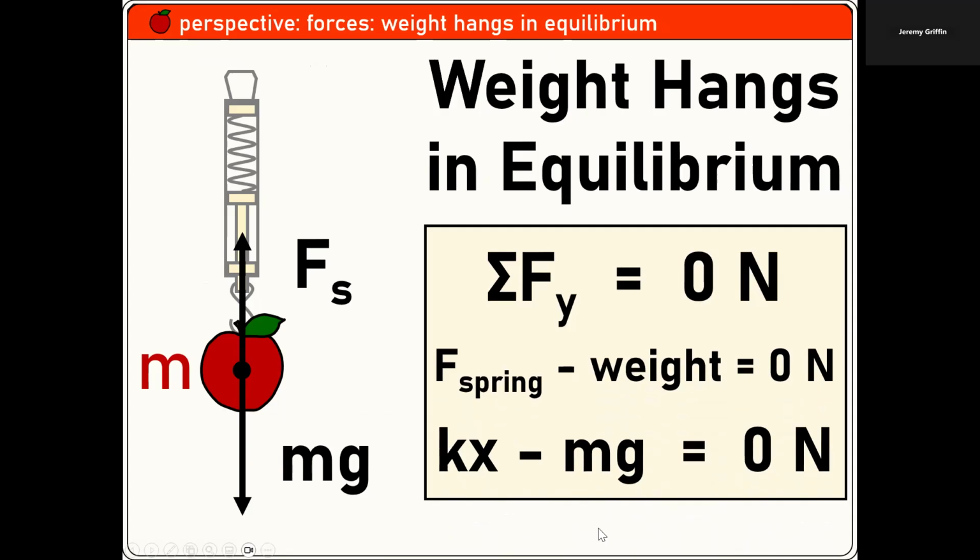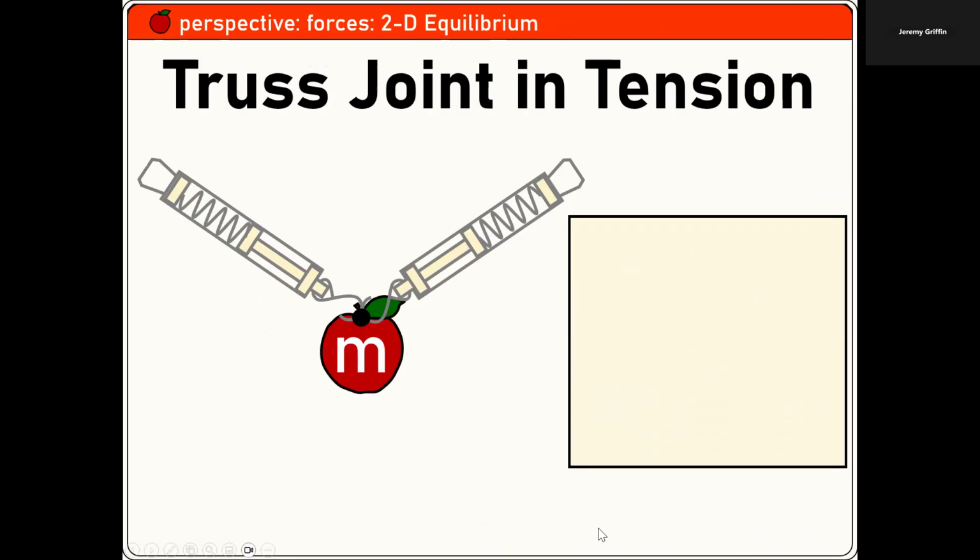Okay. How about this one? Guys, draw the diagram there. What are the forces? Understand that central node where everything comes together. The weight, each spring scale, there's one point where they all come together. So let's do the forces at that central point. I put a big black dot right there. What does this look like?